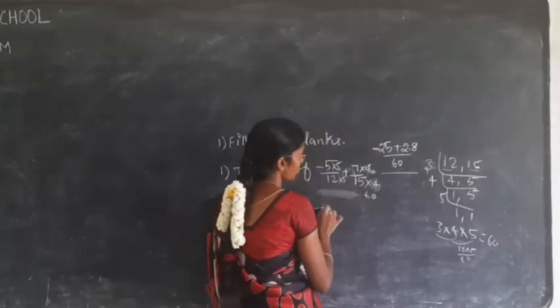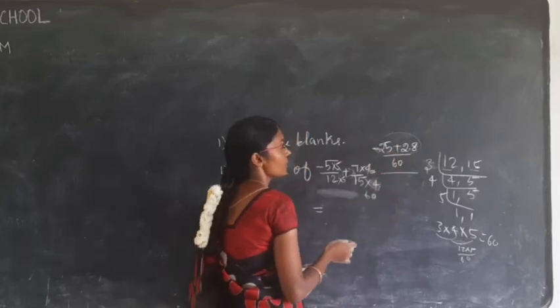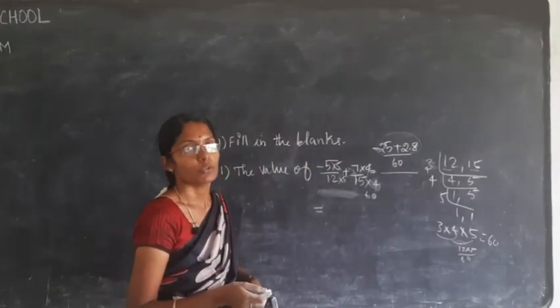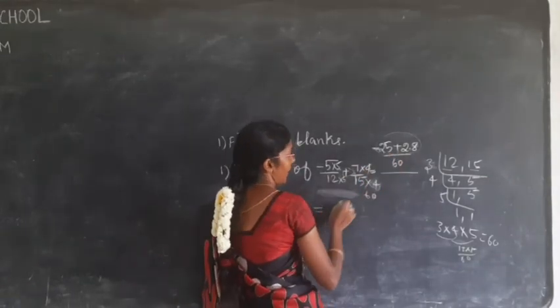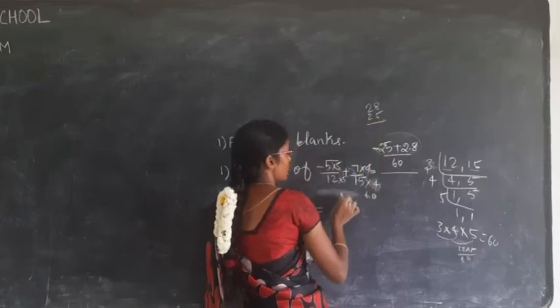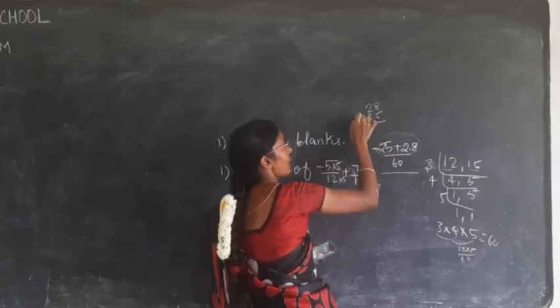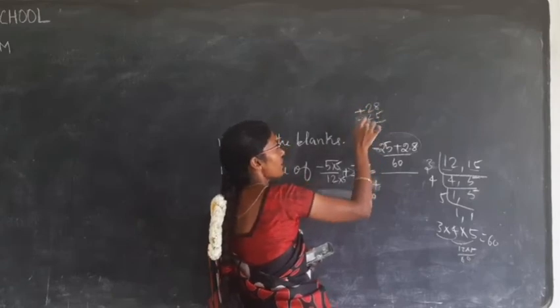So what is the answer? So symbols are differ. So if the symbols are differ, what we have to do? So we have to subtract. So 28 minus 25. So what is the answer? Plus 28 minus 25.